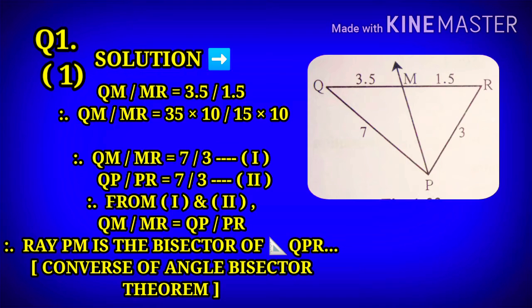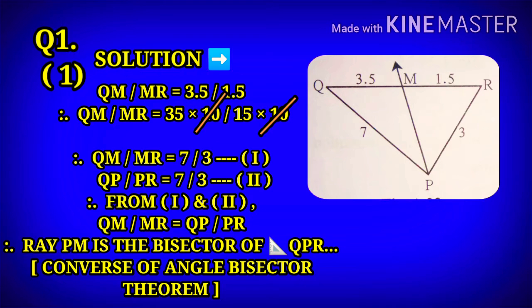Next step is we cancel both 10s from the numerator and the denominator. So now we are left with only 35 upon 15. Therefore, QM upon MR is equal to 7 upon 3. That is the first step. And the second step is QP upon PR is equal to 7 upon 3 as shown in the figure.